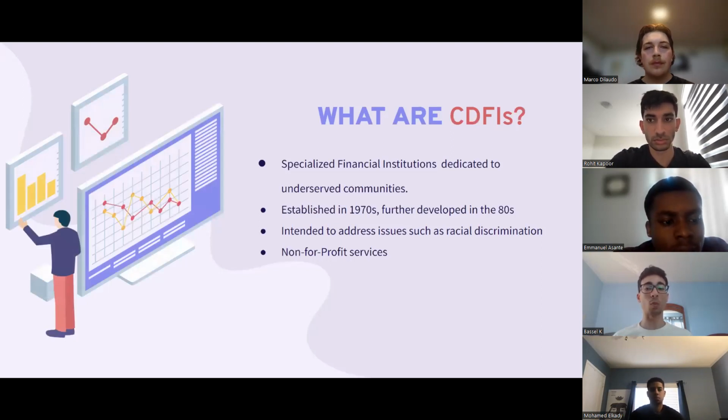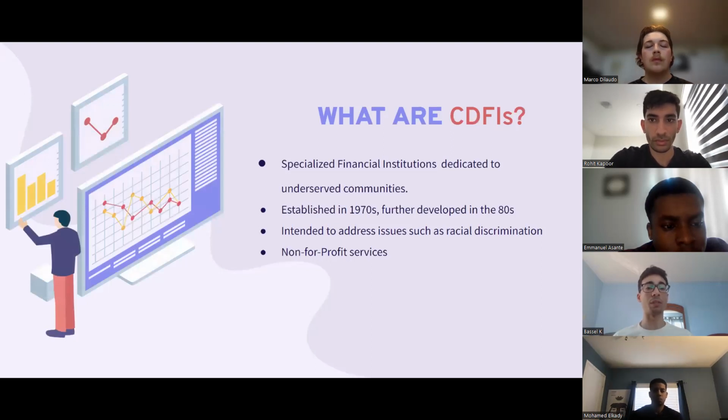Although CDFIs were originally intended to address poverty alleviation, they also served as a way to reduce racial discrimination, as many of these impoverished areas were ethnically diverse with a lack of opportunities. Also, many of the services they offer, which will be discussed in more detail later, are nonprofit, which reduces the risk of investment for the consumer and incentivizes them to take on riskier and more profitable projects.